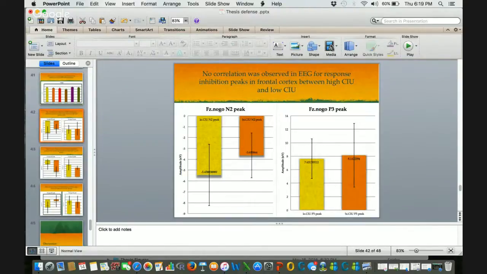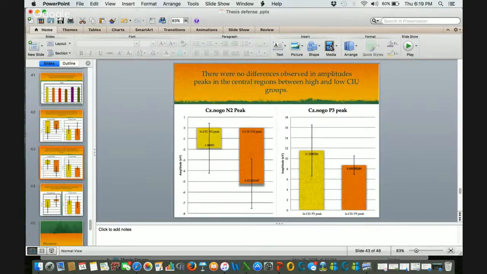So when we looked at the EEGs, first of all, we focused on front to back. So we looked at the frontal, central, and parietal regions of the brain. And what we saw here was there was no correlation observed for response inhibition peaks in the frontal cortex between the high and low compulsive internet users. We could not separate these by gender due to our sample size. In the central region, midline, there were no differences observed in amplitude peaks between the two groups as well.